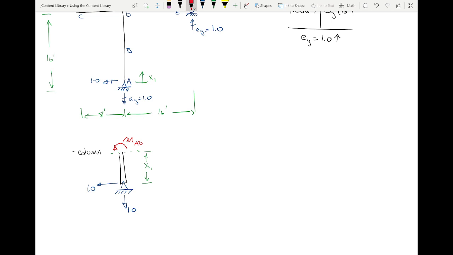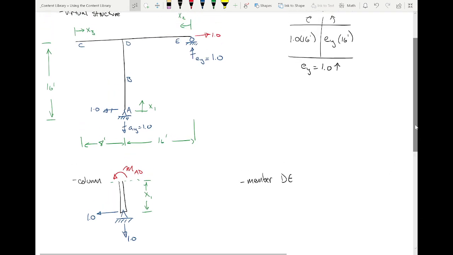What about member DE? Now, I'm not going to do the whole problem for you. Some of this I'm going to have to stop. So what did Dr. Mike's tips and tricks say? You cut a section and you look towards the origin, right? Cut a section, look this way, because that's the origin over there at E.